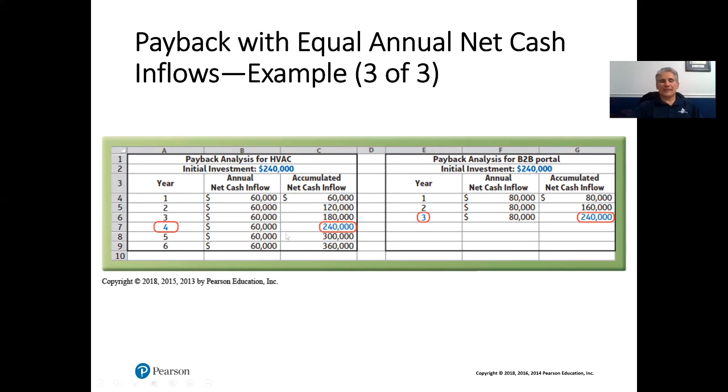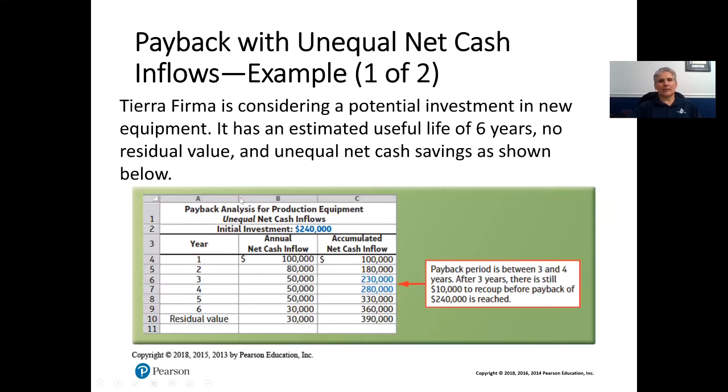So this would be kind of a downside if the policy is such that the company will not consider any investment that has a payback period longer than 3 years. Well, you'd be a go on the B2B portal because it's 3 years or shorter, right? But it would be a no-go on the HVAC because it has a payback period of 4 years. The payback period can be helpful and useful, especially if you're wanting to screen out certain types of investments. But you can see how it has some weaknesses associated with it.